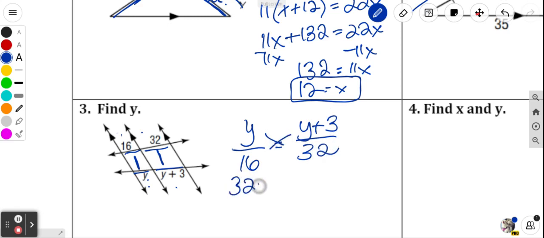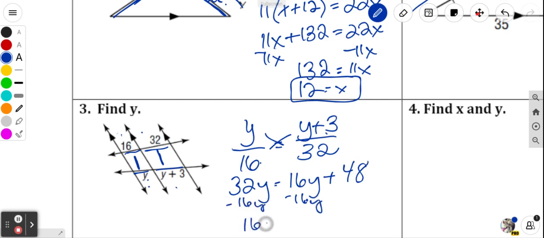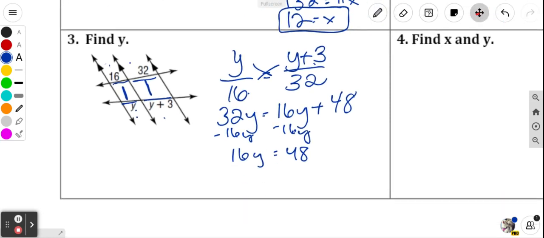So we're going to have 32y equals 16y plus 48, because that's 16 times 3. Subtract 16y. So that's 16y equals 48. Y ends up being 3.